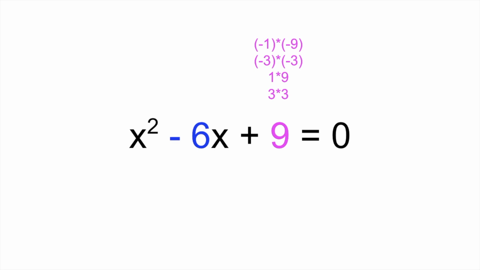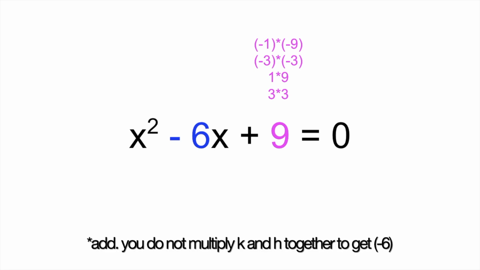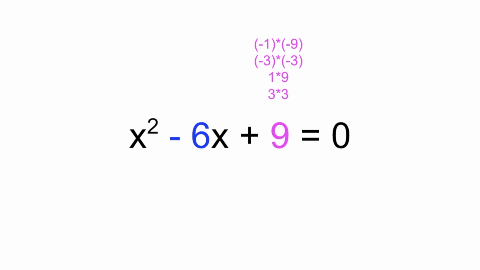So here's the thing. These numbers that we have for 9 are k's and h's, right? Potential k's and h's, because they're the things that you multiply together to get a 9, which are also the things that you multiply together to get this negative 6, right? Because this term is k times one of the x's plus h times the other x. So we need to see which of these sets of a k and an h can be added together to get negative 6.